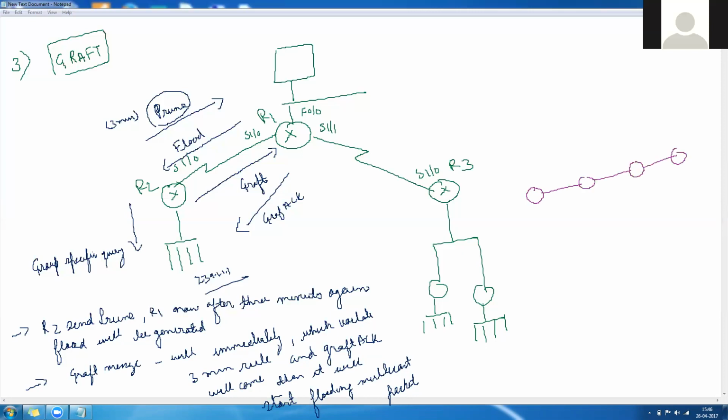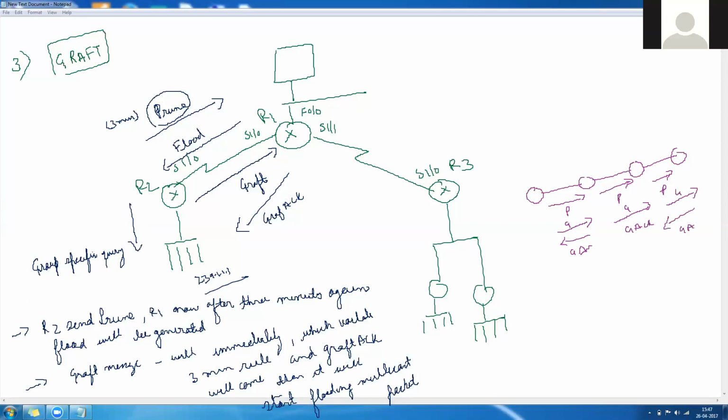Here, in this topology, we have some disadvantage. See, one is you send a prune, and then immediately you are sending a graft. So when you send a graft to the next router, he will send you a graft acknowledgement. When you send graft to this one, graft acknowledgement. When you send graft to this one, graft acknowledgement.